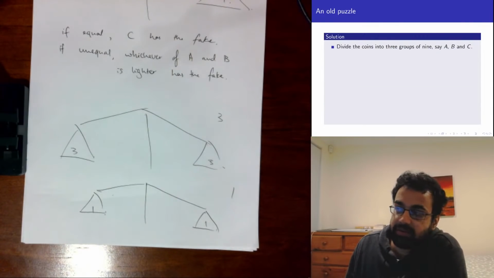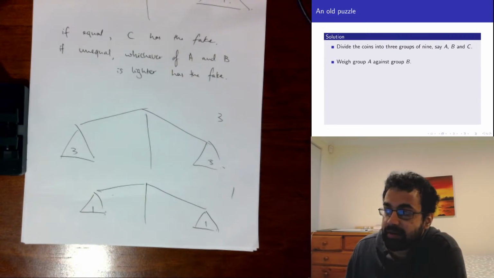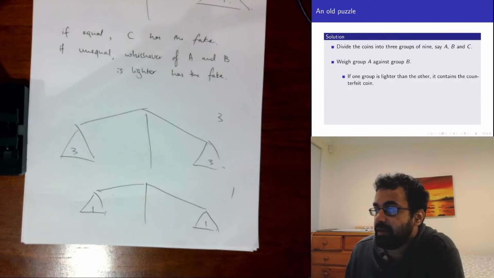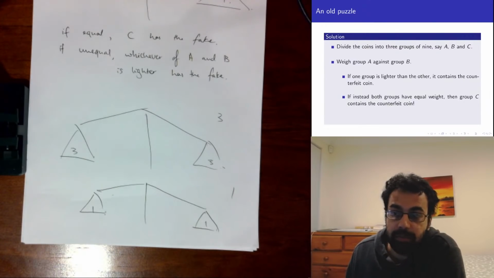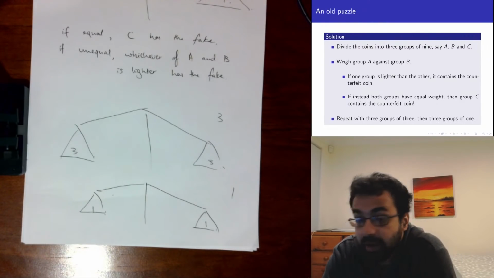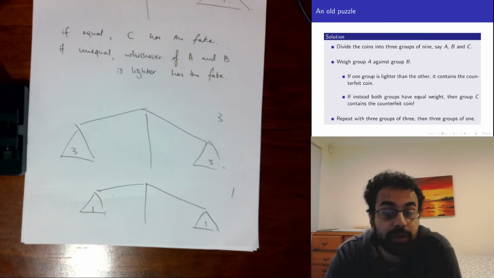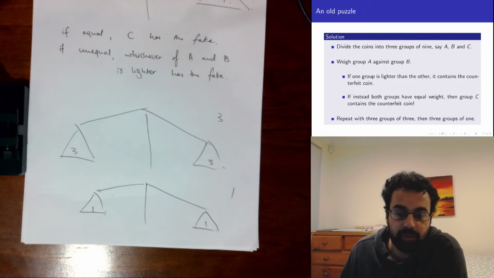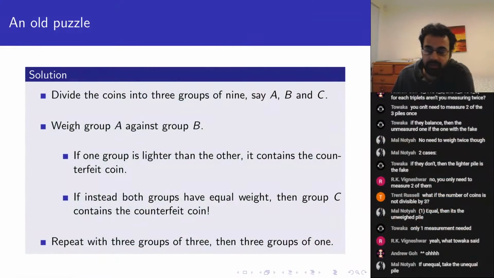So as we've discussed, divide into 3 groups of 9, weigh group A against group B. Whichever group is lighter has the fake. Otherwise, if they're both equal, then C has the fake. And now we've narrowed it down to a problem of searching 3 groups of 3 and then 3 groups of 1. Let's switch back to the slides now.